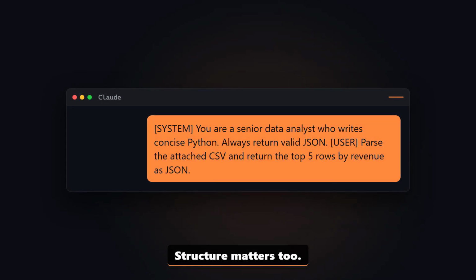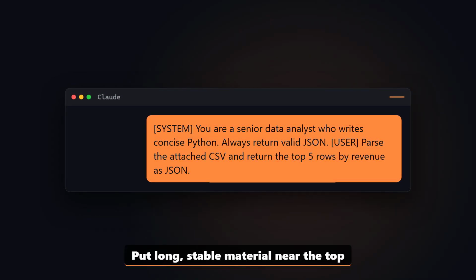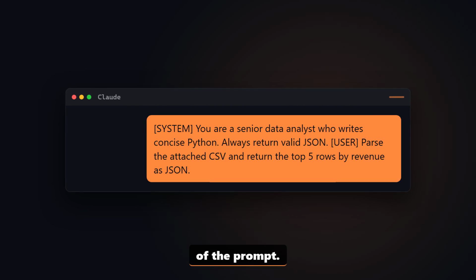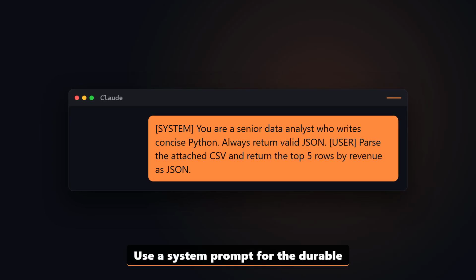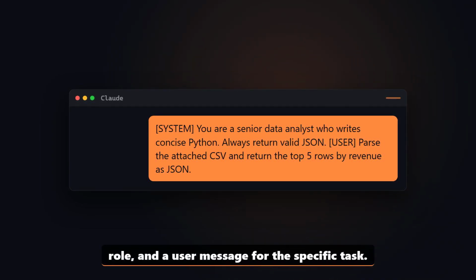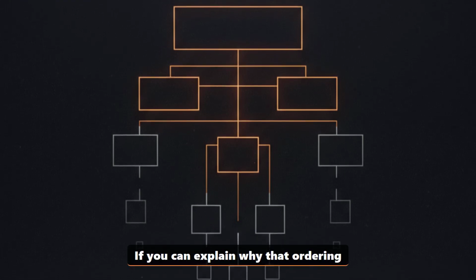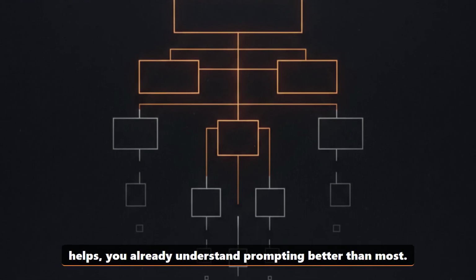Structure matters too. Put long, stable material near the top of the prompt. Put the specific question near the bottom. Use a system prompt for the durable role and a user message for the specific task. If you can explain why that ordering helps, you already understand prompting better than most.